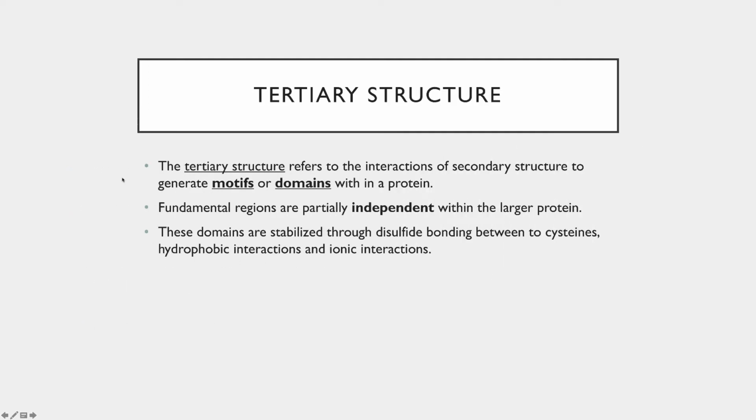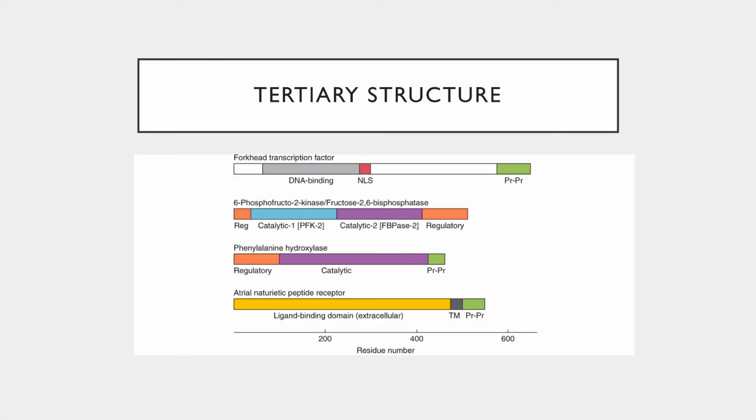Next, the tertiary structure refers to the interactions of secondary structures to generate a motif or a domain within a protein. These fundamental regions are partially independent within the larger protein, meaning they have characteristic function. These domains are again stabilized through disulfide bonding between 2 cysteine residues, hydrophobic interactions, and ionic interactions. In this schematic here, you can see that any given protein may have multiple domains across the structure, which allow for various functions within a single enzyme.